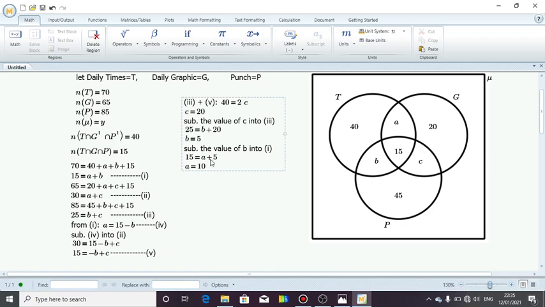So I think all the calculations are correct. 15 minus 5, 10 is okay. 25 minus 25. So that is all. So now we know our a, b, and c.